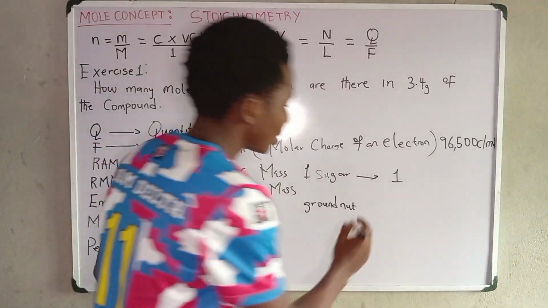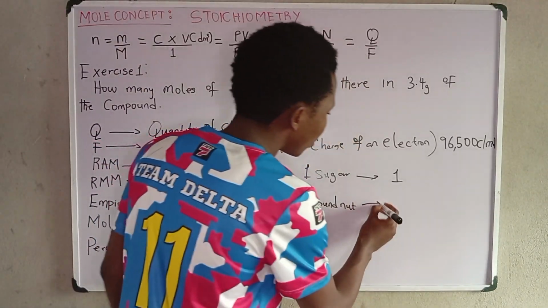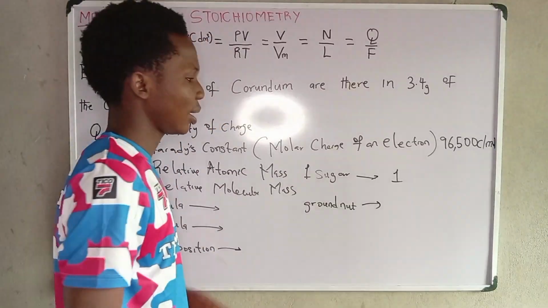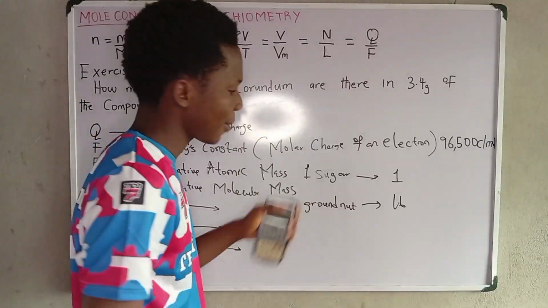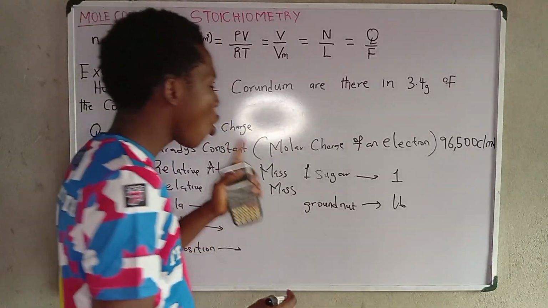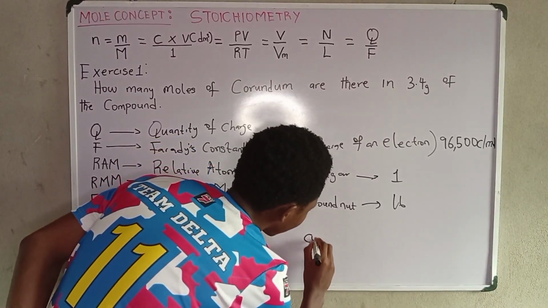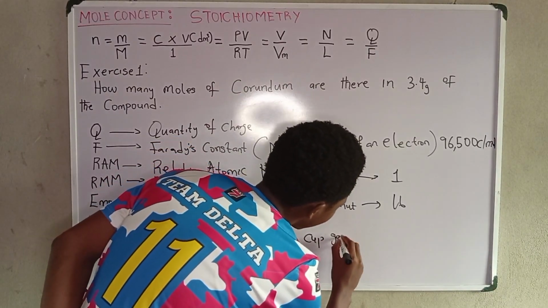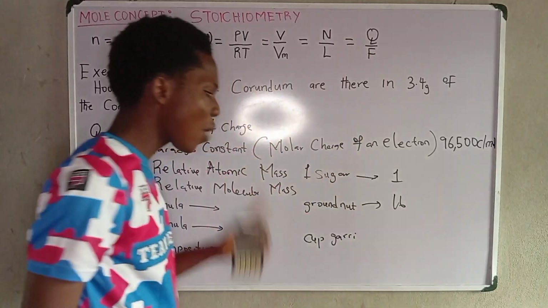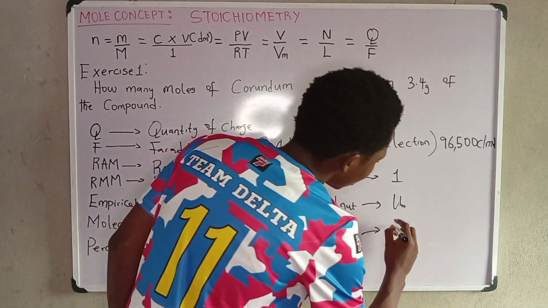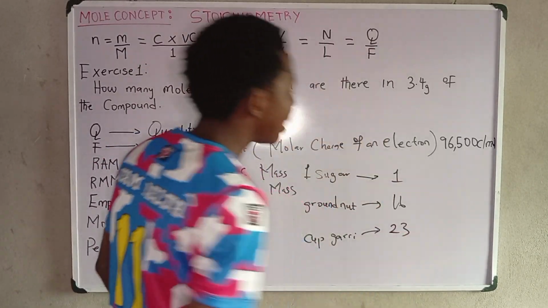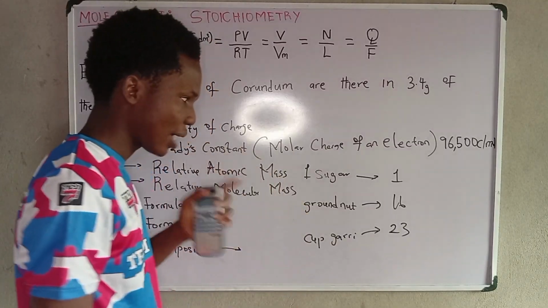Now this groundnut is way heavier than the sugar. Let's say this groundnut is 16 times heavier than the sugar. Now our cup of garri. Now 1 cup of garri, we observe that this 1 cup is 23 times heavier than the sugar.